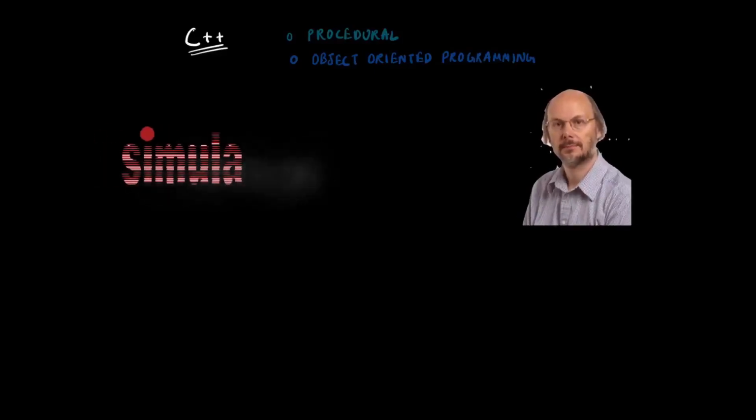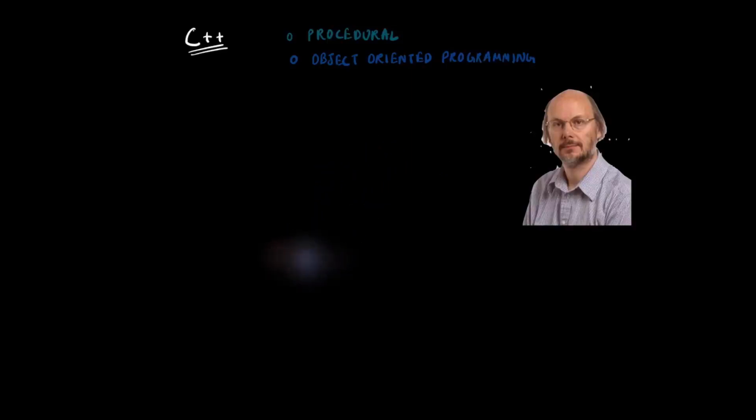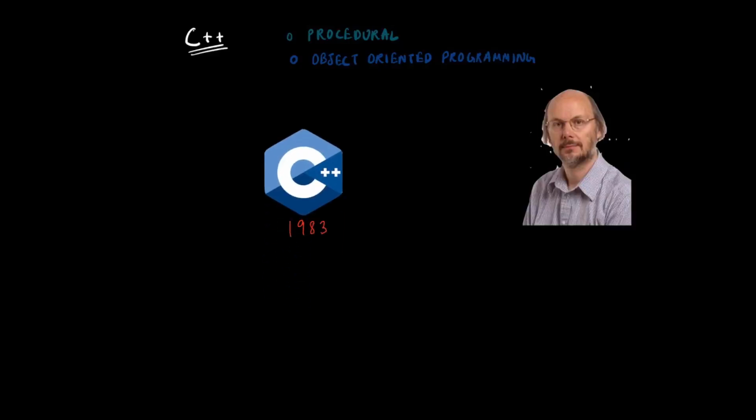He combined Simula 67, which was another programming language, with the C language, and brought us C with classes, which he later termed C++ in 1983. Yep, that's the part on history.